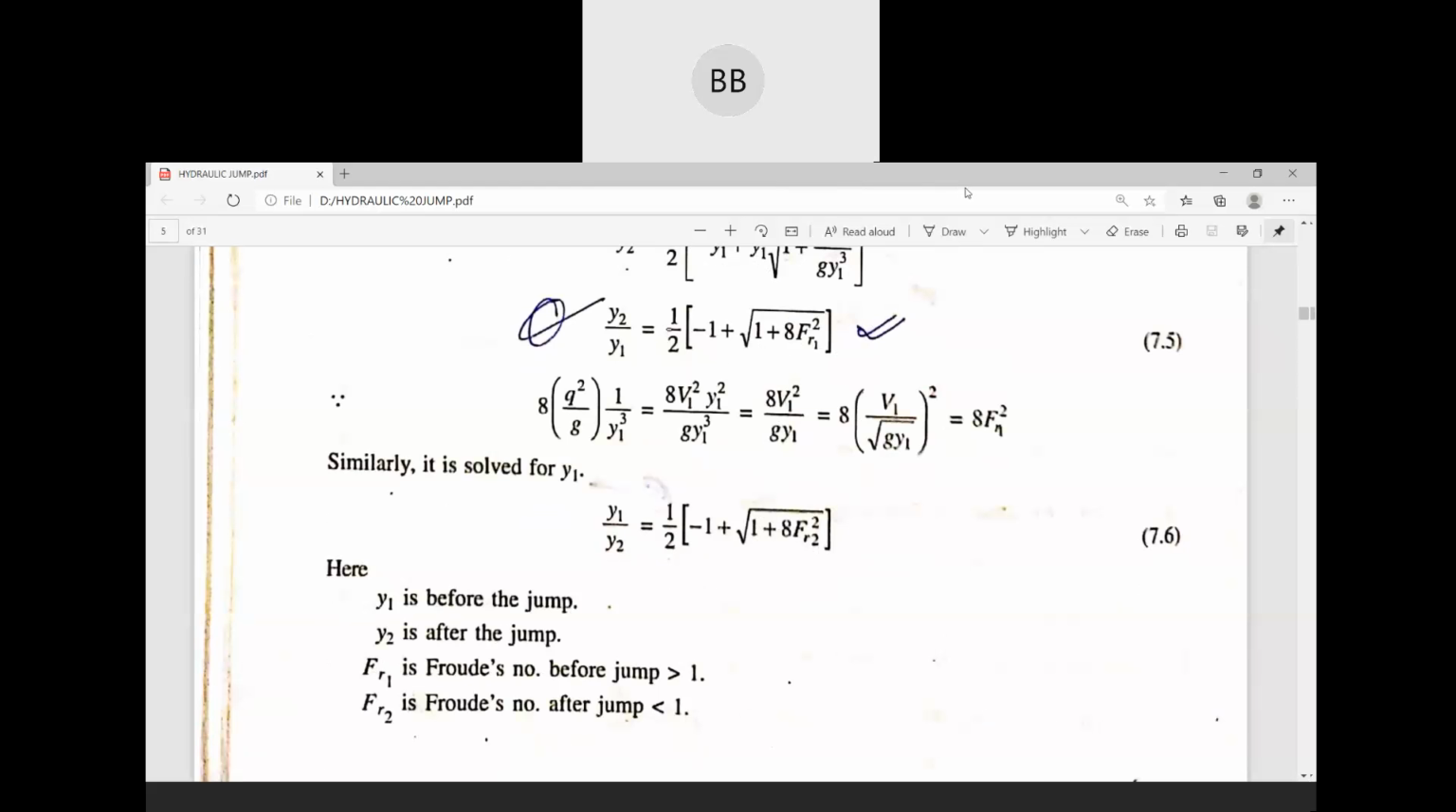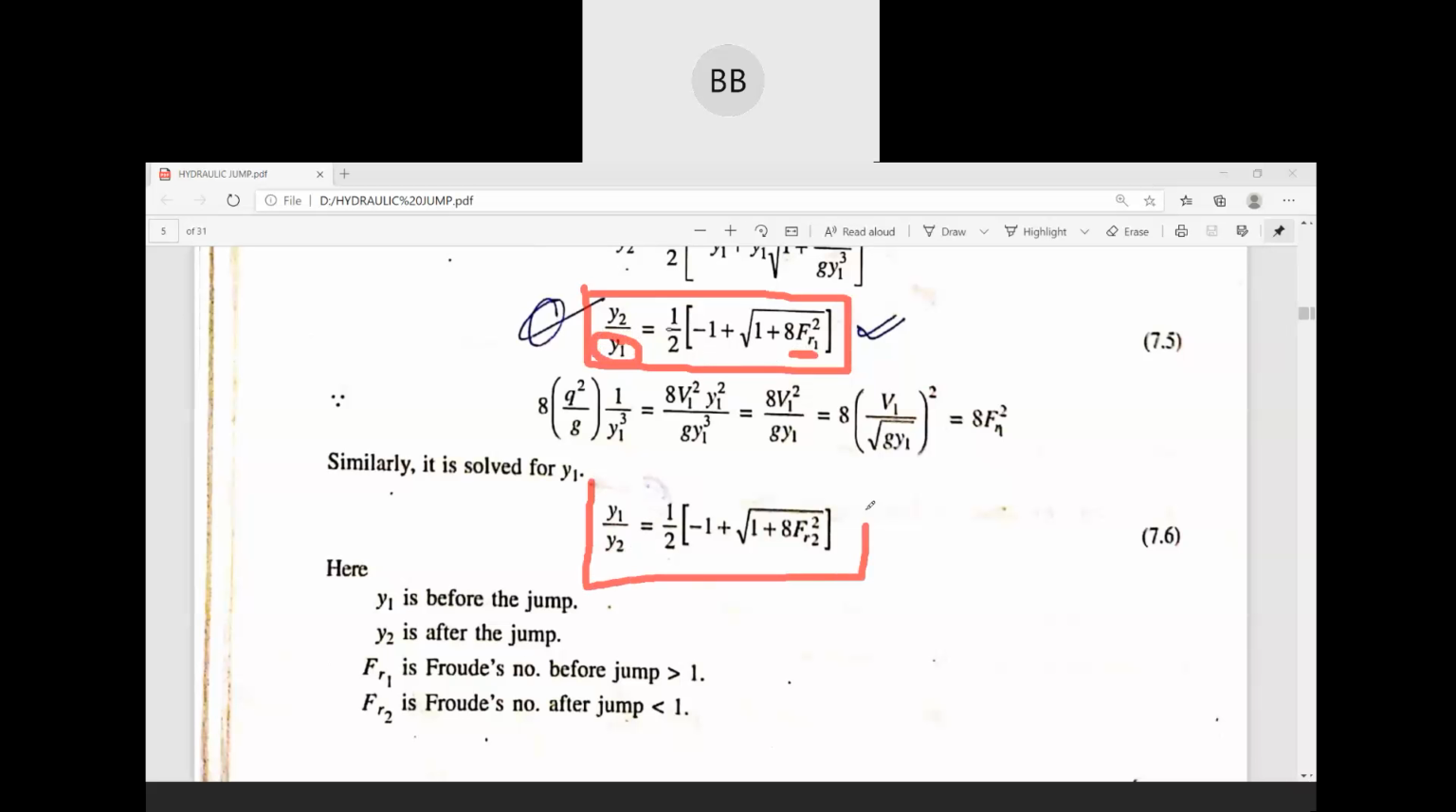See, we have two equations. One is this, y2 divided by y1 is equal to half, minus 1 plus root over 1 plus 8 Fr1 square. When y1 is in the denominator, you'll have Fr1. The other equation is the same, but if you reverse it, here will be Fr2. So whatever term is in the denominator, that represents the Fr. If the y2 value is the denominator, it will be Fr2. So we are going to use the first expression.